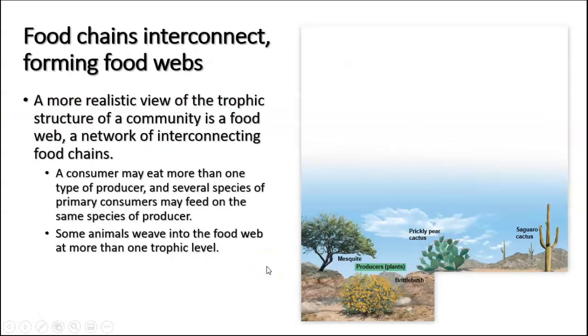Now, a more realistic view is looking at this food web like this. This is an example of a desert food web that you might see out in the west somewhere. And so you've got, first of all, the producers, the plants: the mesquite, the brittlebush, the prickly pear, the saguaro cactus, and all the other kinds of plant material that may be present there.